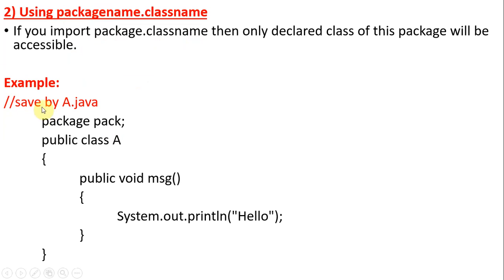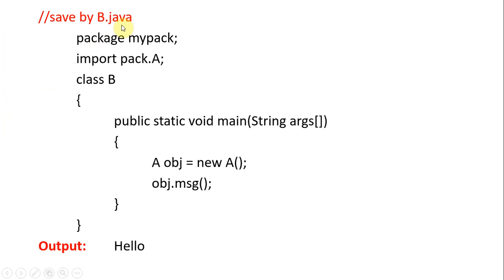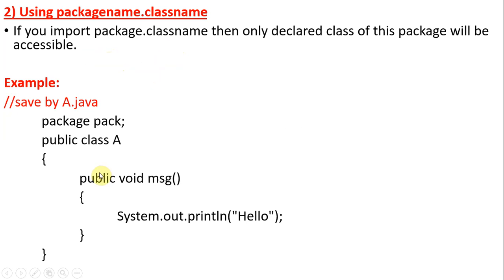So see the example. I'm opening a file, A.java source file. There I am creating a package pack and a public class A, with a method in that class. And I am creating a new file B.java. In that also I am creating a package mypack. Now I am importing only class A of pack. For space consumption management, I'm taking only one class here.